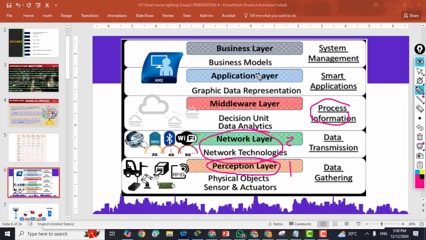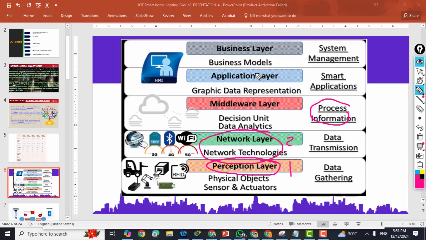Before the processing layer, let's talk about the network layer. As we mentioned in the previous slide about Wi-Fi, Wi-Fi is the most important network layer technology for IoT infrastructure, and it is responsible for transmitting data from the perception layer to the processing layer. It includes different communication protocols, as I mentioned: Wi-Fi, maybe Bluetooth or Zigbee, or sometimes cellular networks.